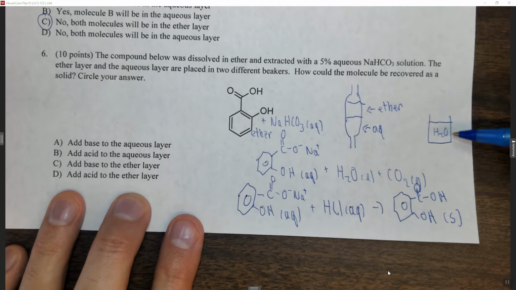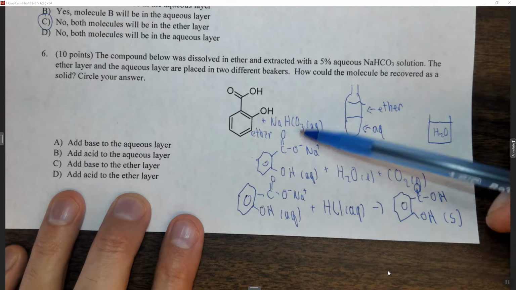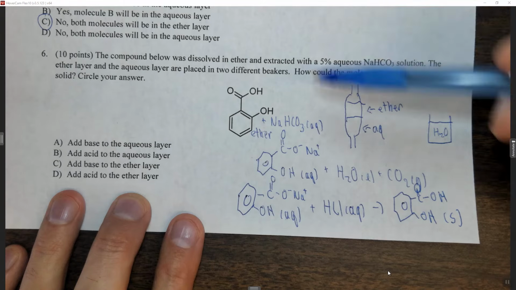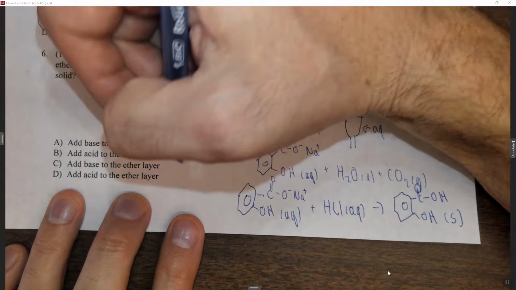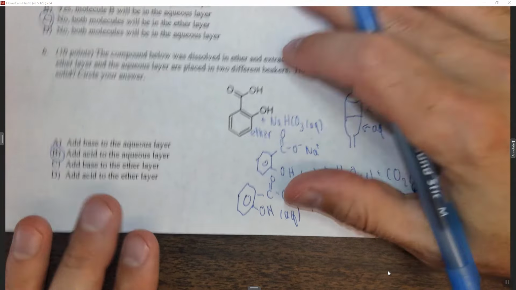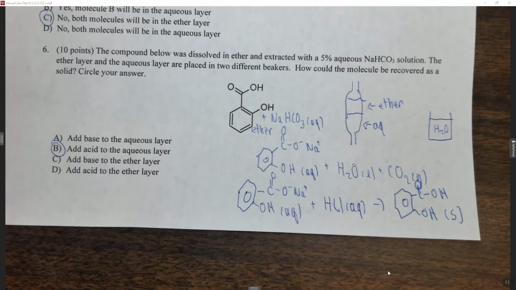So if you want to get this salicylic acid back, you need to add an acid to the aqueous layer. That is how you do this. And a base works exactly the opposite. So to draw a base into the aqueous layer, we add an acid, and then to get it to precipitate out, we add a base to deprotonate it, because again, the ionic salt is soluble in water, but the neutral compound is not, so it will precipitate.